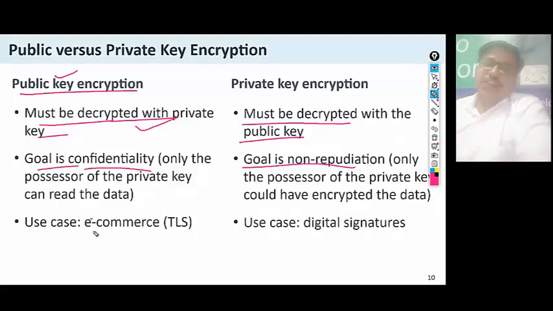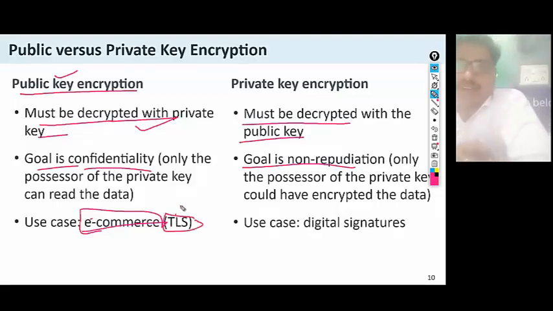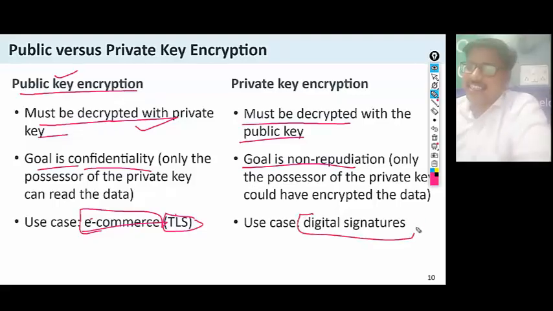So there are use cases. E-commerce websites use public key encryption like TLS or HTTPS. You have seen it somewhere in the URL, in front of the domain name, https://google.com, and the key is used like a digital signature. What is a digital signature? We will discuss later on.